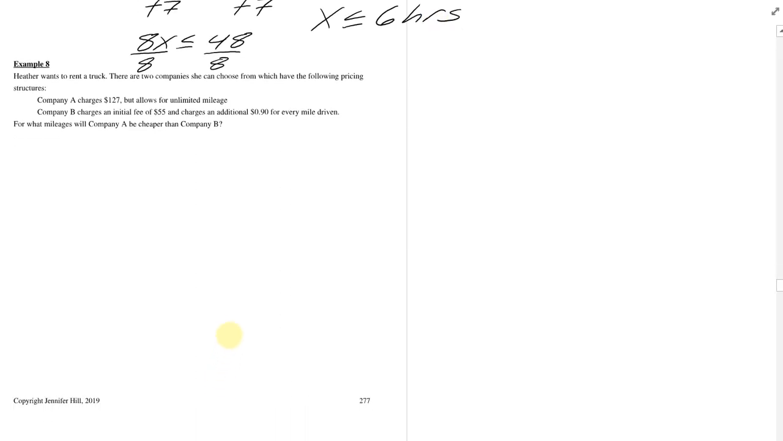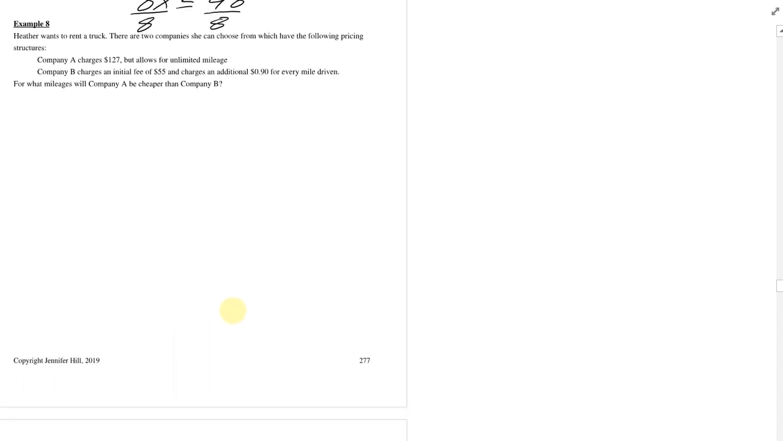Okay, and now we have just one last example here. Heather wants to rent a truck. There are two companies she can choose from which have the following pricing structures. So you can see the two pricing structures, and it says for what mileage will company A be cheaper than company B? So we want to know when is company A less than company B. So what I want you to do is pause the video and just try to model this on your own, and then hit play when you're ready to check your answer.